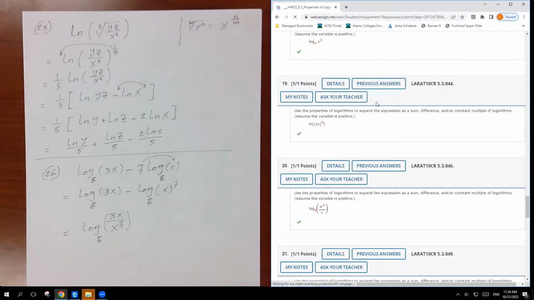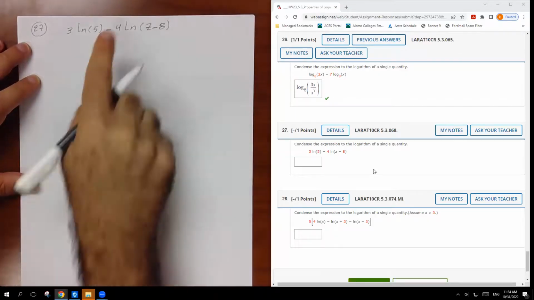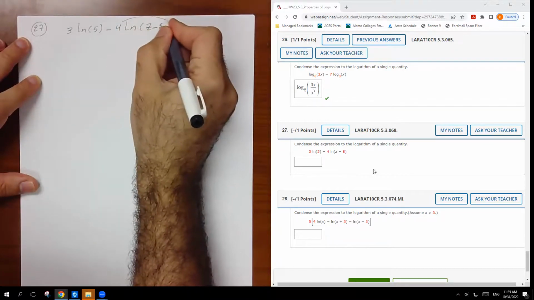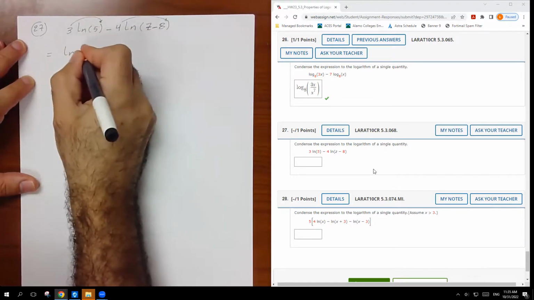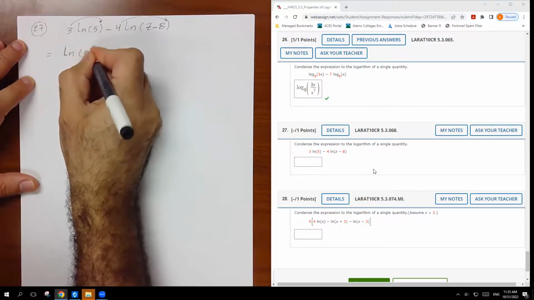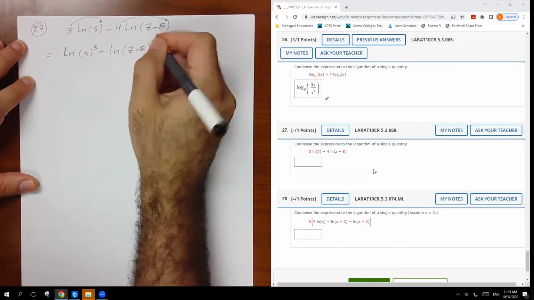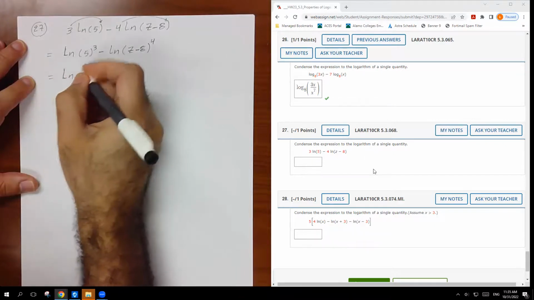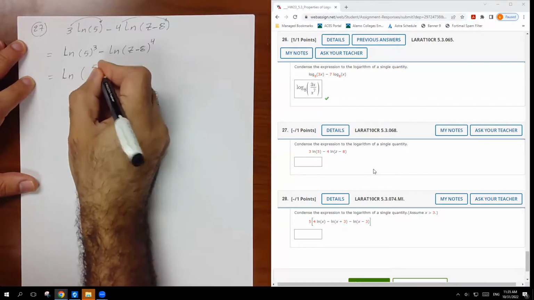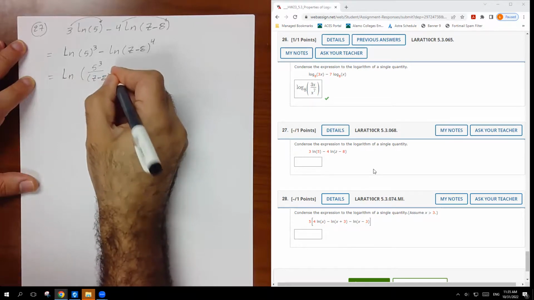Number 27, we'll do the same process. So example 27, there's a number here. That means this is an exponent. And there's a number here, the same thing. So this one is going to be equal to ln of 5 cubed minus ln of z minus 8 to the power 4. Then there is minus between two ln, so it's going to be the natural log ln of 5 cubed divided by z minus 8 to the power 4.